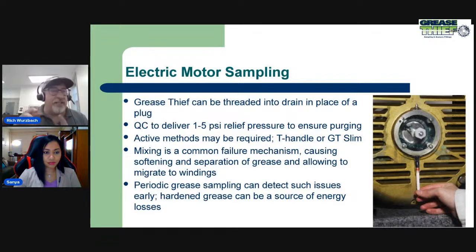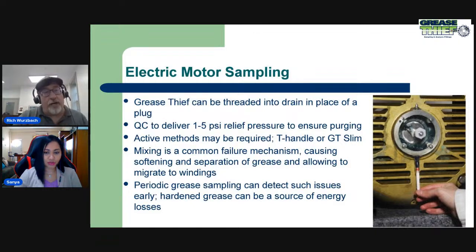The thread spacing and things like that are a little bit different, but both of them can accept the Grease Thief. So if that's the drain on the motor, we thread that Grease Thief right in there like you see on this picture, and it's sitting there. It has a relief pressure that's 1 to 5 psi, and it's quality checked to do that. And then it can allow that grease to purge out. And instead of falling on the ground or falling down the side of the motor, it's captured separate from the environment, so we can see it.